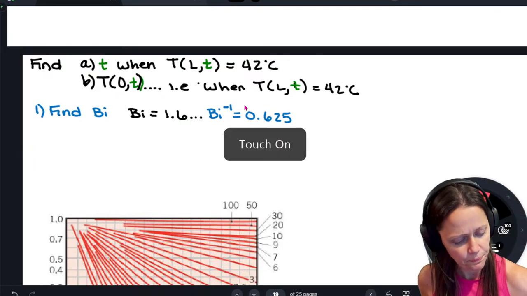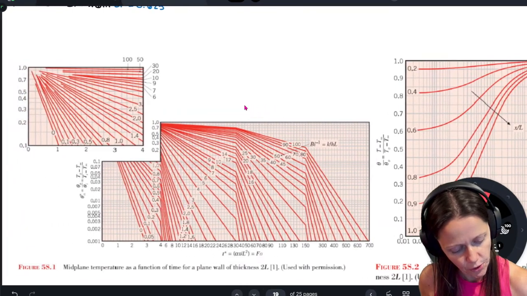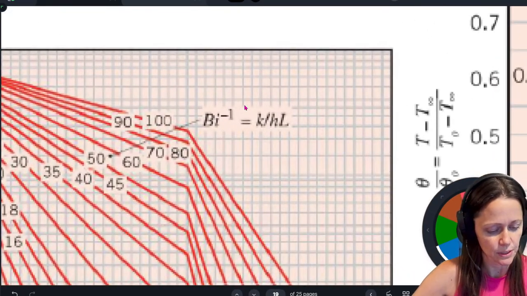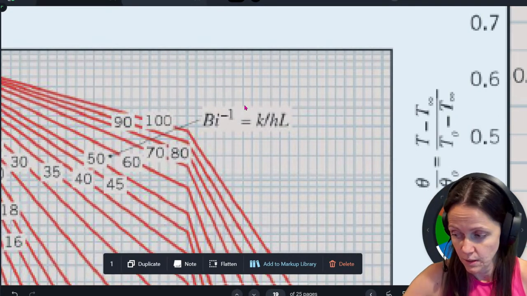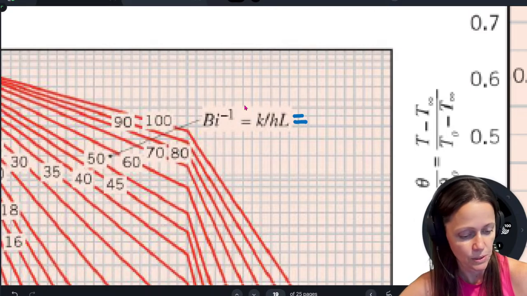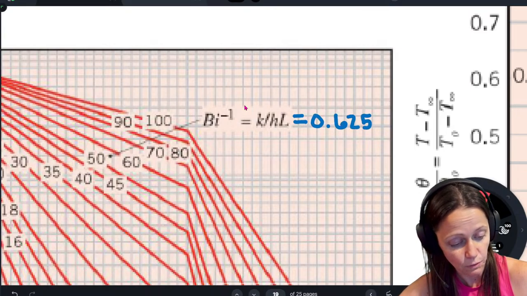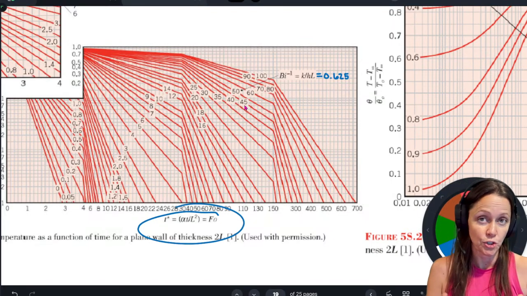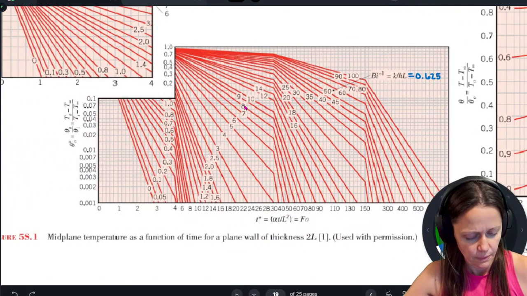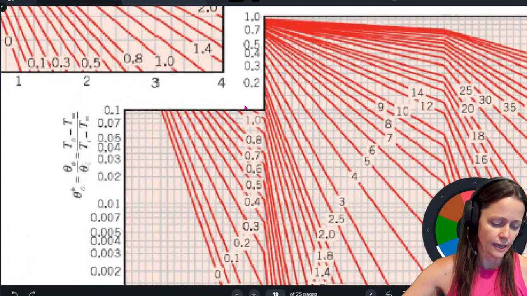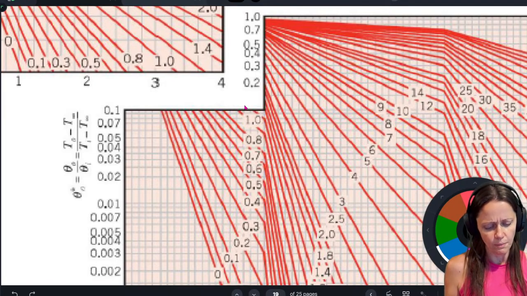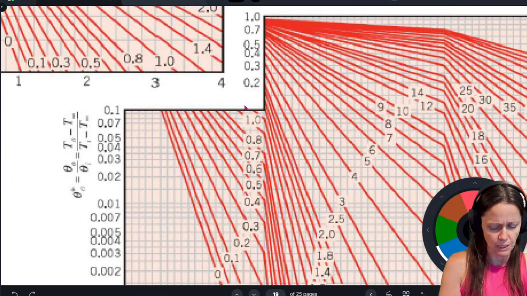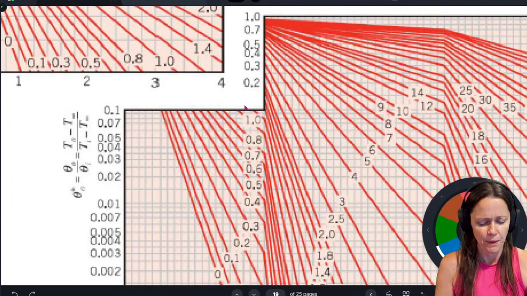Maybe that's about it. So I'm actually going to look at what I've got here. On the chart that we used last time, I know that inverse Biot number is 0.625. I'm looking for a time, and so I'm going to need to eventually get that Fourier number. So let's look at this one. I've got the theta star, but remember this theta star naught is at the midline, and I don't know the temperature at the midline. That's what I needed for part B. So I might have to work backwards here.